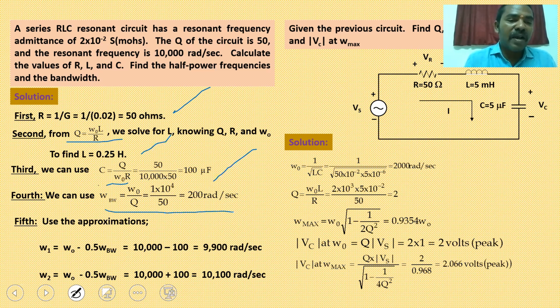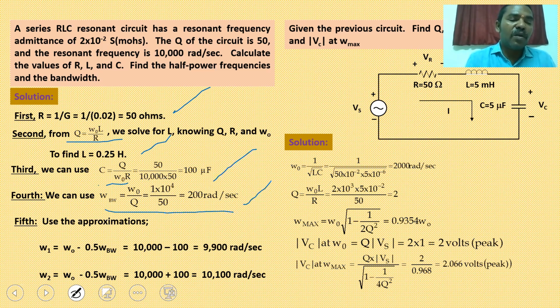So what is omega naught? Omega naught is 10,000 divided by Q, 50. So you can get 200 radians per second. Then we are going for the calculation of omega 1.